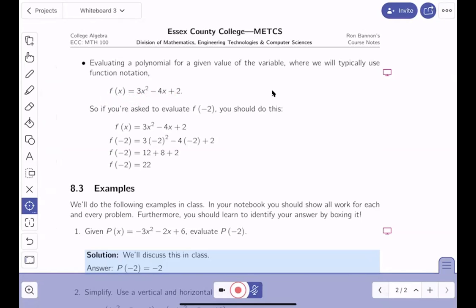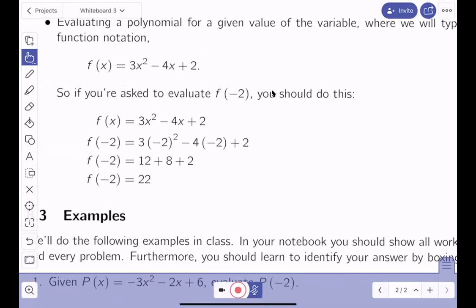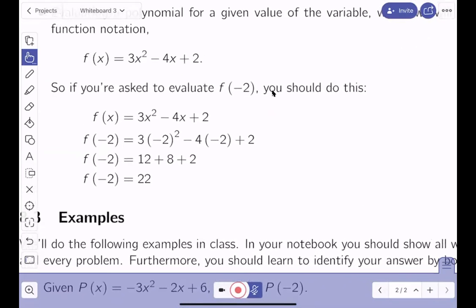So what do they tell me over there? They're telling me that F is a function of X, all right? That's a big concept. But what they want you to do is they want you to evaluate the function F for a particular value of a variable X. So they want you to do F of minus 2.